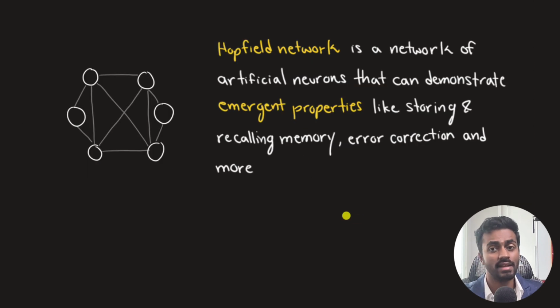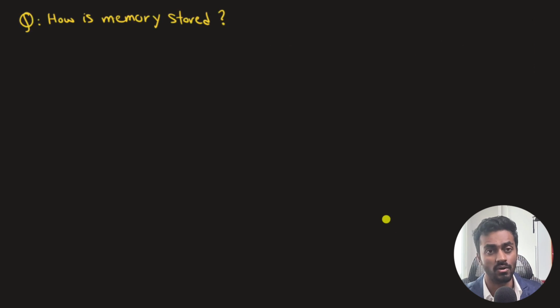So a Hopfield network is a network of artificial neurons that can demonstrate emergent properties such as storing and recalling memory, error correction, and other capabilities. And in this video, we are going to mostly focus on the emergent property of storing and recalling memory. So let's get a little bit of a high-level understanding of how these two processes work.